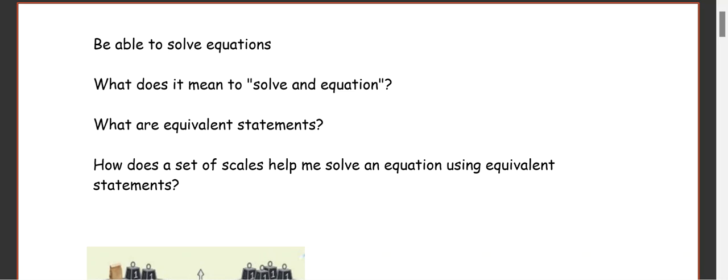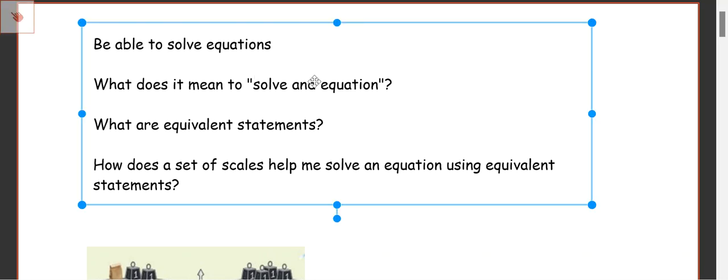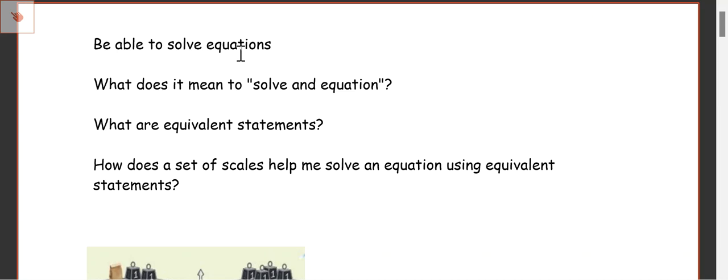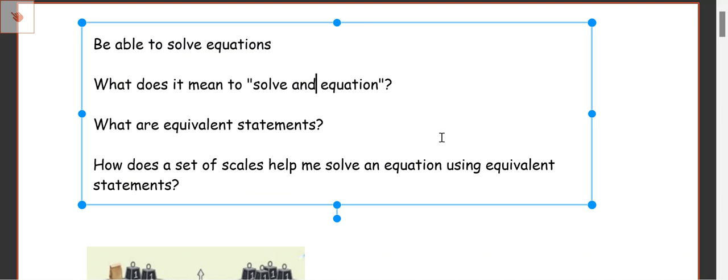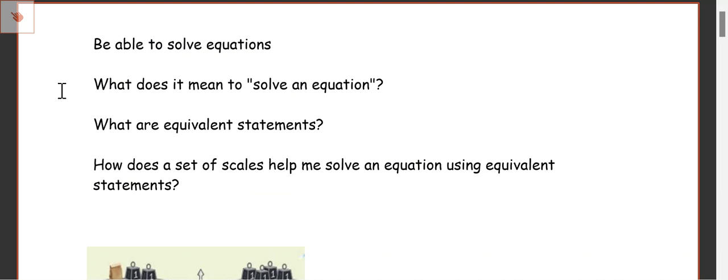Understand and complete mathematical... What does it mean to solve an equation? That should say solve an equation, by the way. Can you change that? That should say solve an equation. Okay.